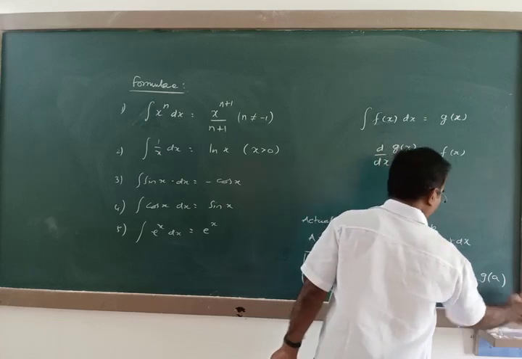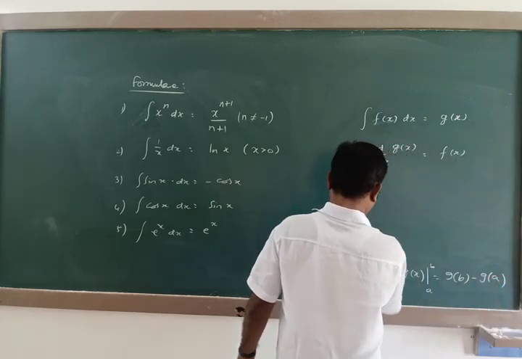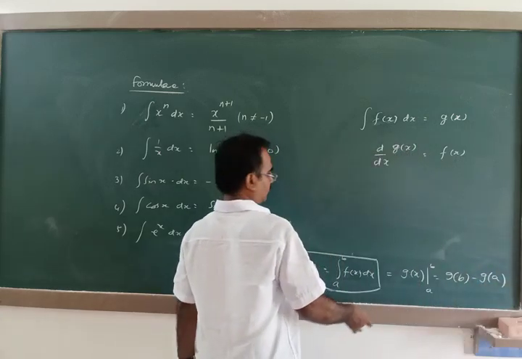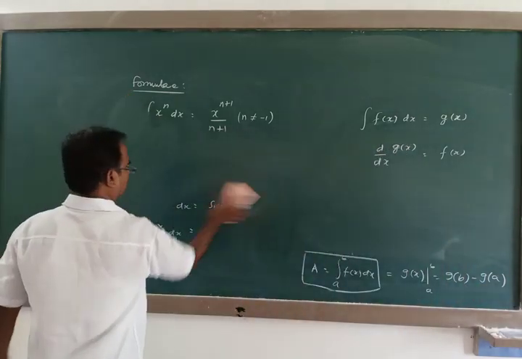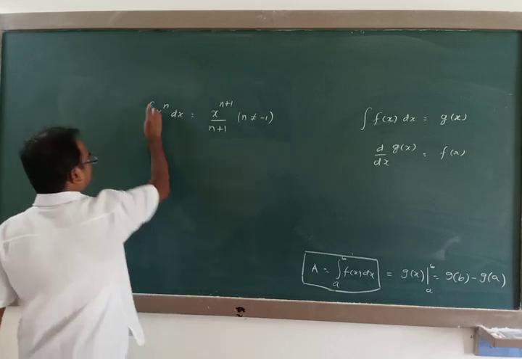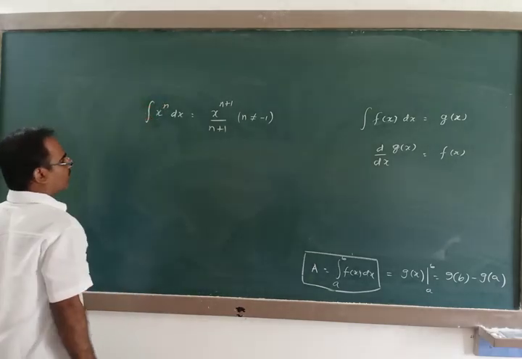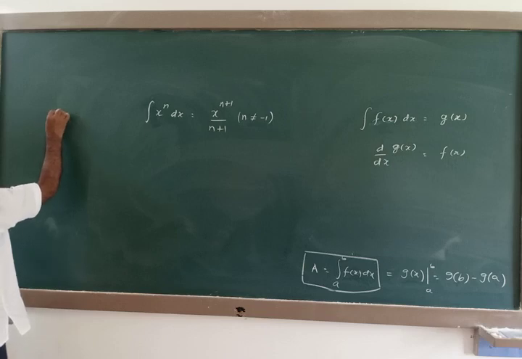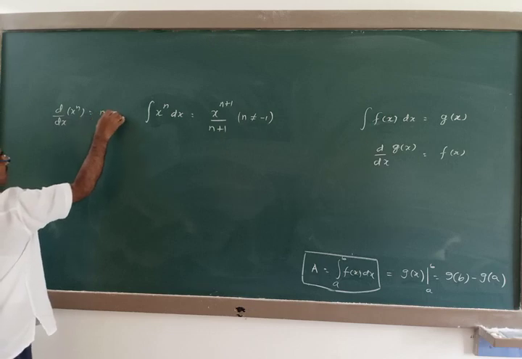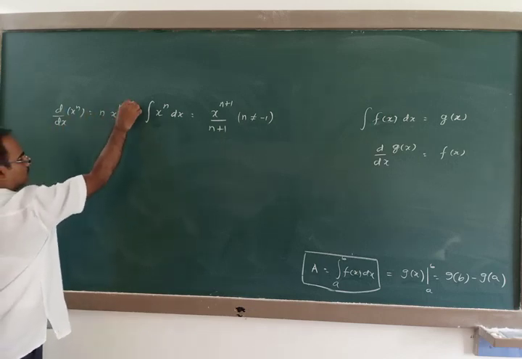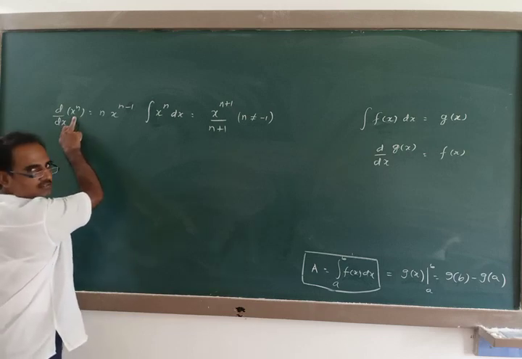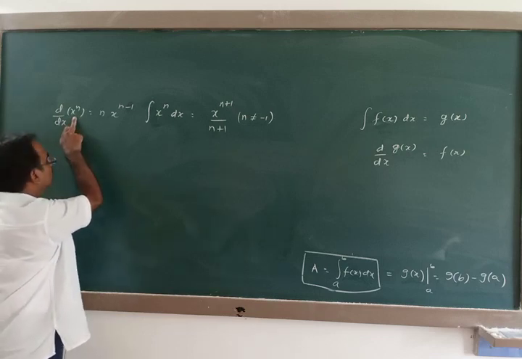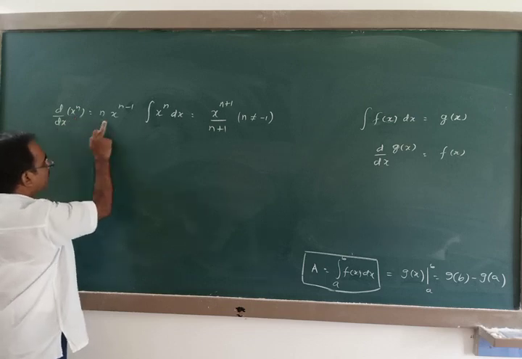To understand this, I will take one simple example. See, I said that d by dx of x to the power of n is n x to the power of n minus 1. This is a function gx, and when you differentiate it, I got this function fx.